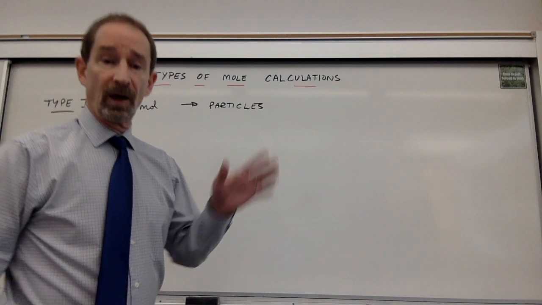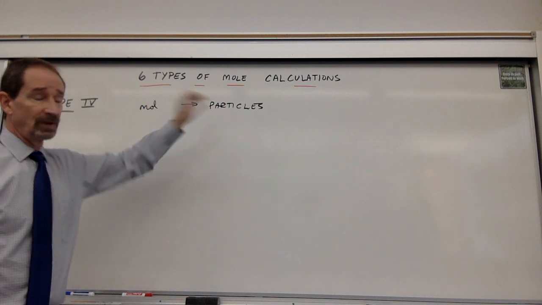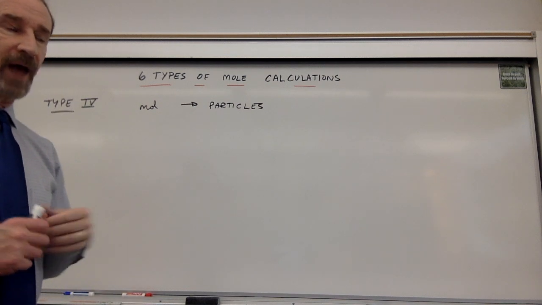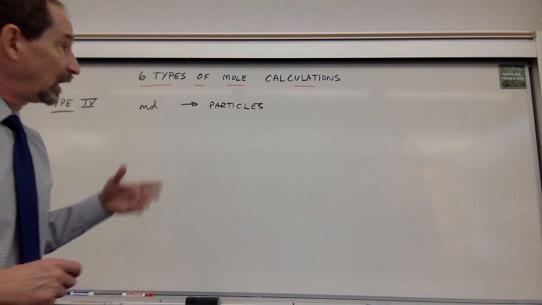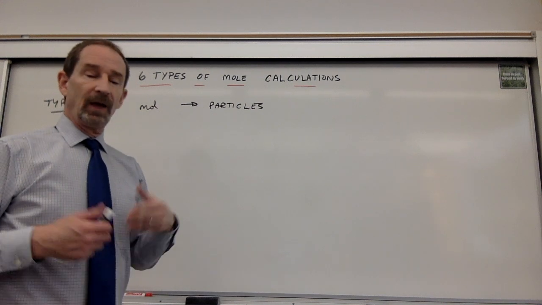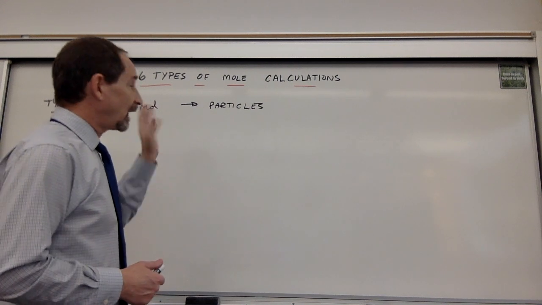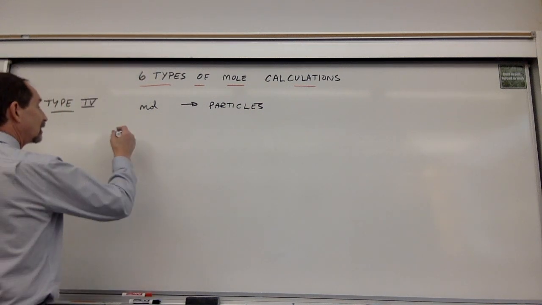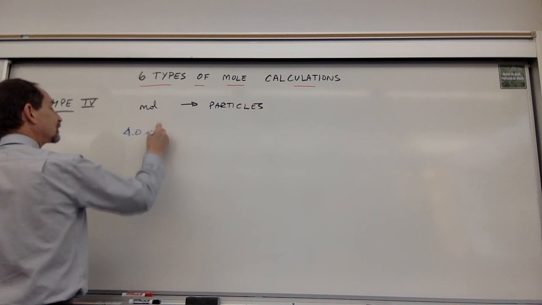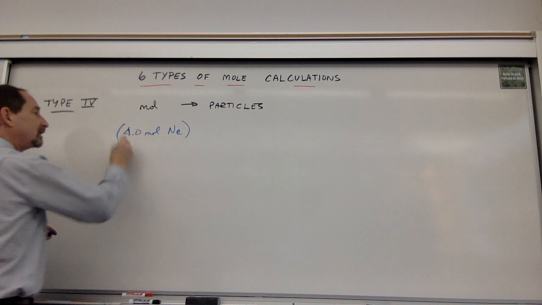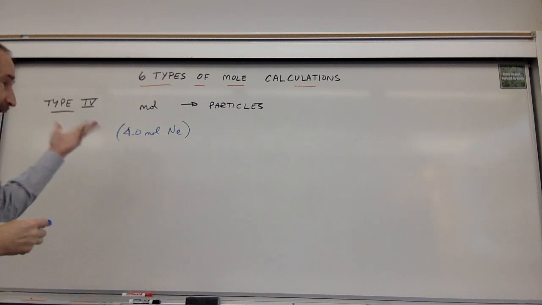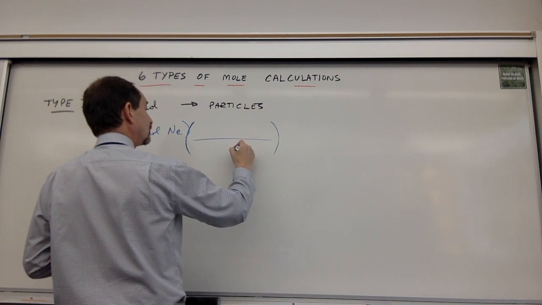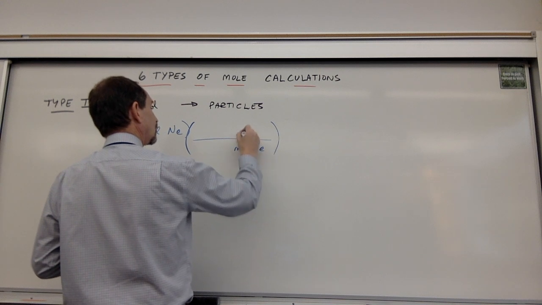In type 4, I want to go from a known number of moles to a certain number of particles. Now, particles can mean several things. It could mean atoms, like we just did with atoms of gold. It could mean molecules or formula units. It could even mean ions. For now, we're going to stick to simple atoms. What if I had 4.0 moles of neon? And of course, neon does not form any compounds, so it's simply atoms. I need to get rid of moles of neon, and I want atoms of neon.